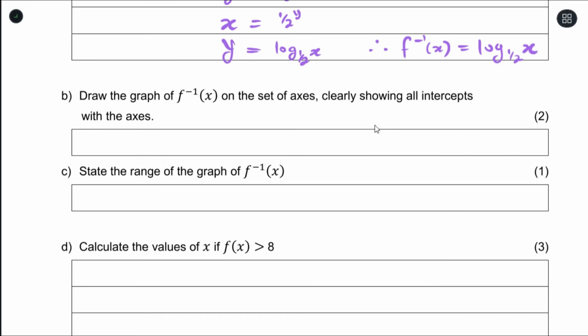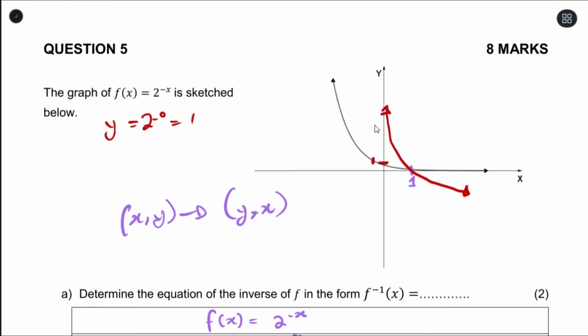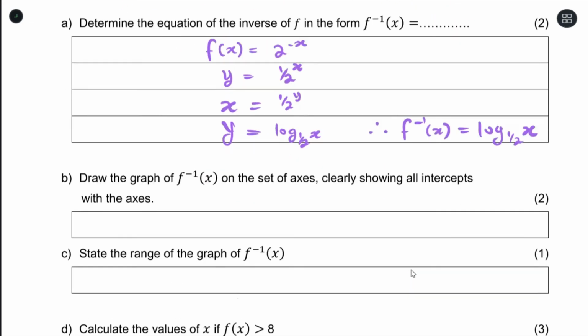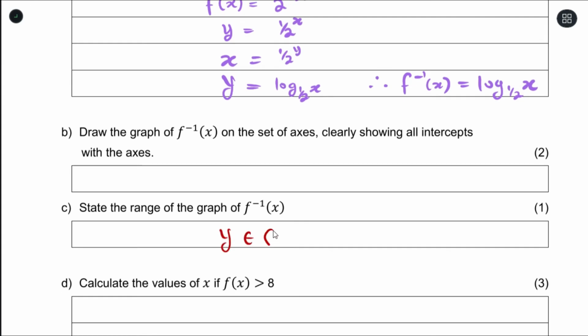Now, the next question tells us to find the range of the inverse. So looking at our inverse graph, this is our inverse graph. To find our range, we need to figure out all the possible values for y. Now, since our graph is starting from positive infinity, we know that because it's moving in that direction. And from this arrow here, we see that it's also going to go down to negative infinity. That would be the range of this graph. So writing that down, y is an element of negative infinity to infinity, or you could also say y is an element of real numbers. Any of those are absolutely right.